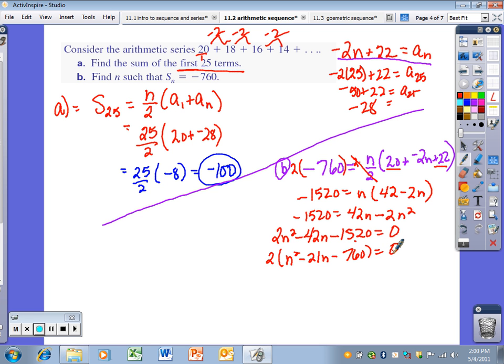Now I could try to factor factors of 760 that differ by 21, but that's going to take me a long time. I'm going to get there faster if I do the quadratic formula. So the opposite of b, which is a negative 21, so it would be 21. I'm going to do that over here. 21 plus or minus the square root of b squared minus 4. A is 1, C, negative 760, all over 2a. And a was 1.